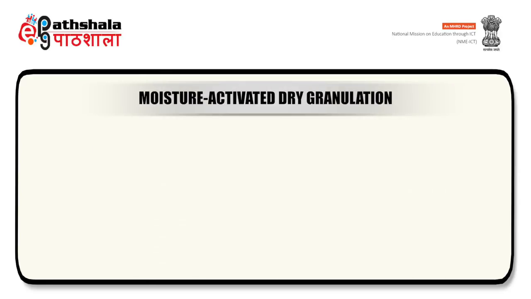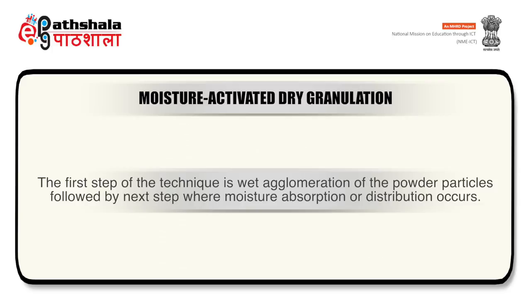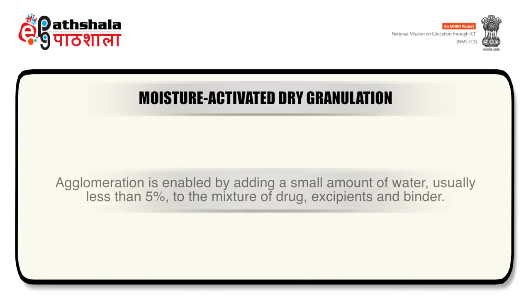Next is moisture activated dry granulation. This technique, also known as moist granulation technique, uses a very small amount of water to activate a binder and initiate agglomeration. The first step of the technique is wet agglomeration of the powder particles, followed by a next step where moisture absorption or distribution occurs. Agglomeration is enabled by adding a small amount of water, usually less than 5%, to the mixture of drug, excipients, and binder.